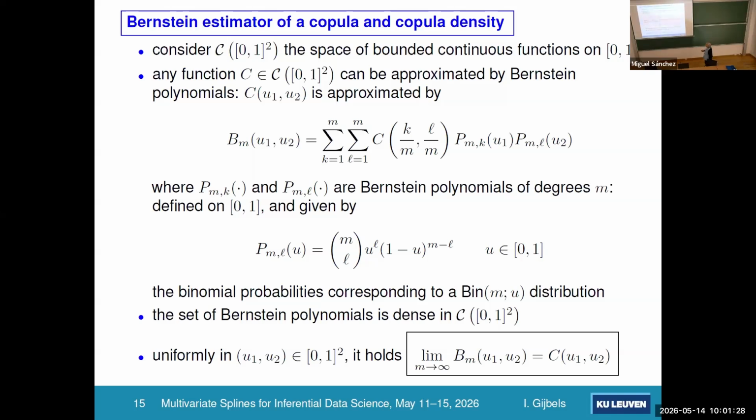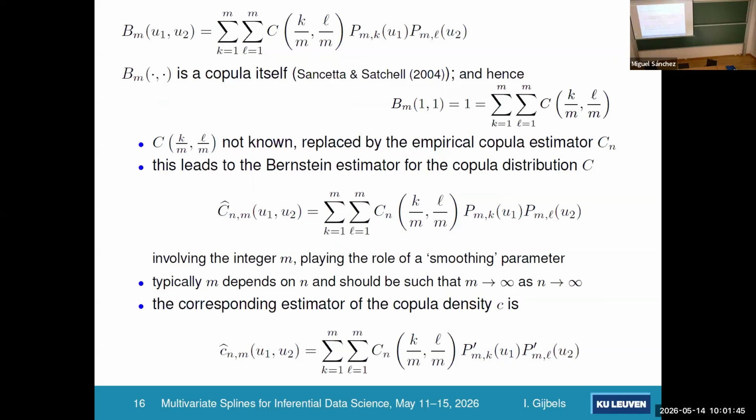And we know that these Bernstein polynomials, for somebody who is more in probability and statistics, are actually the binomial probabilities. Okay, so this is again the same expression. One thing before I move on is that it was shown that this is itself a copula, which you can check easily, and that is due to these Bernstein polynomials. So if you take it in (1, 1), for example, you get 1. Now, the problem is, of course, you don't know C.